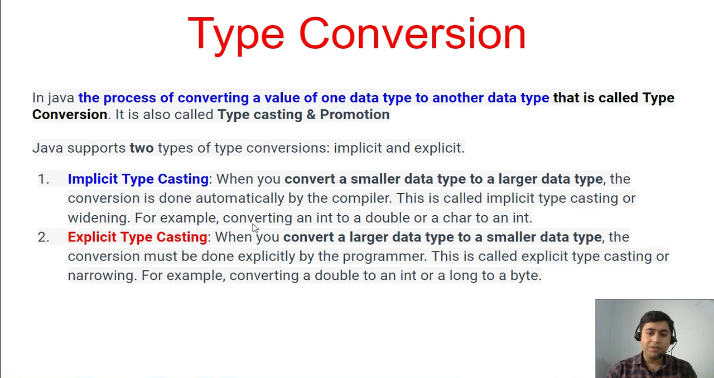Okay, so in simple terms, implicit type casting is when you convert a small data type, and a small data type means what? You have some short type of value, like byte or short, and you are converting it to a larger data type value, which is float, int, long or double. So converting a small data type to a large data type is called implicit type casting.